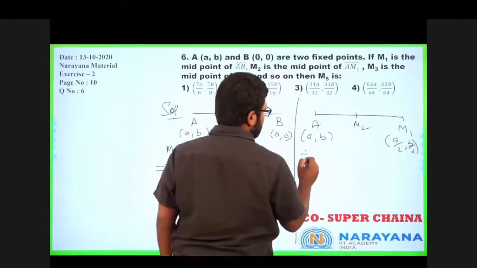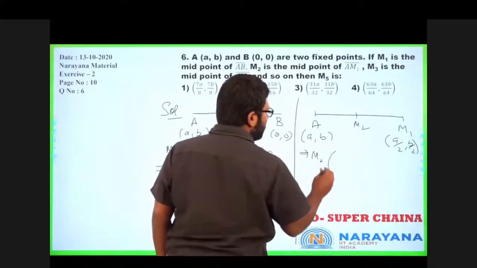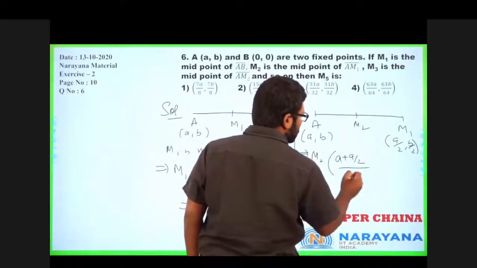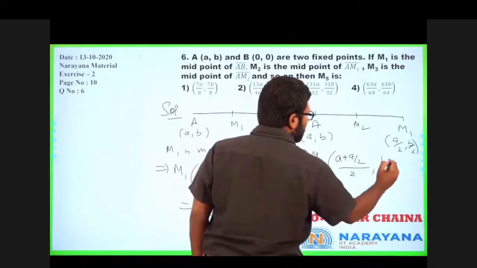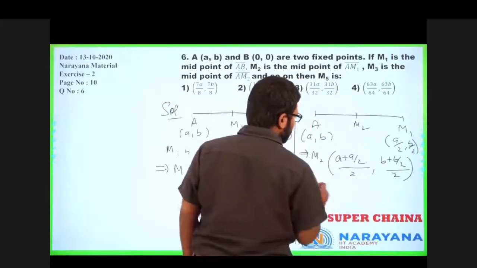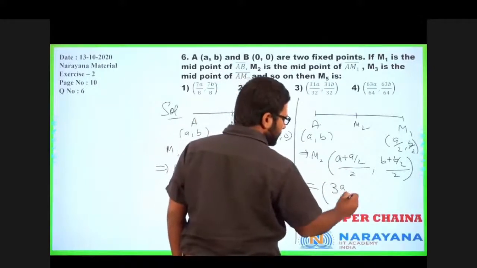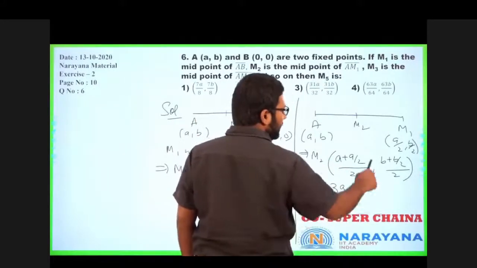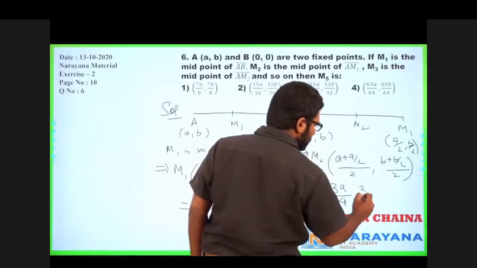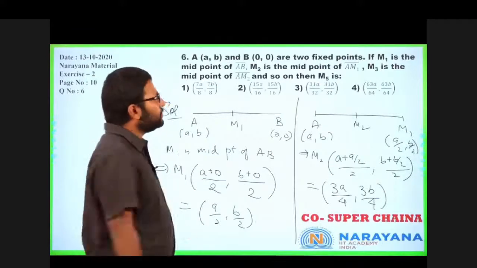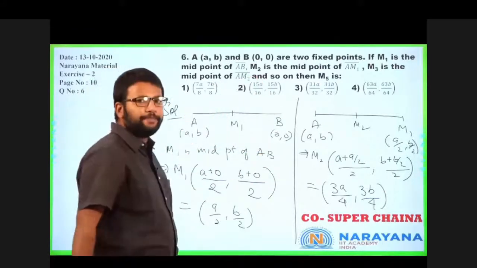Which means M2 would be what? Sum divided by 2, right? So (A plus A by 2) by 2 comma (B plus B by 2) by 2. How much is that? 3A by 2 upon 2 is 3A by 4 and 3B by 2 by 2, so 3B by 4. So we have M2 also. Next M3, right?